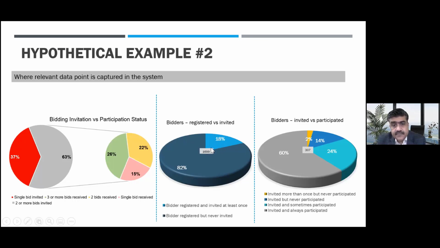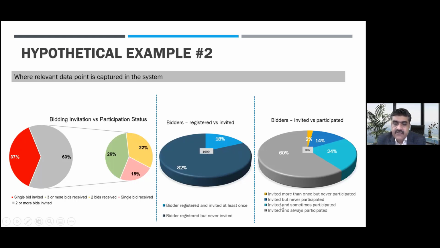Now, if I look at invited versus participated, so these were like out of these 18%, which is 307, 60% of the cases which were always invited, and they always participated. So that's one way to look at it.